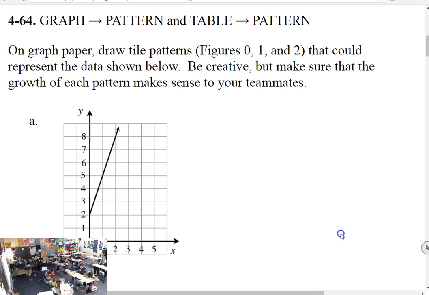So what are we missing? What 3 things are we missing? Pattern, table, and rule. We have graph. We need pattern, table, rule. You want to figure out the rule first? Yeah. Okay, so that'll help everything else.